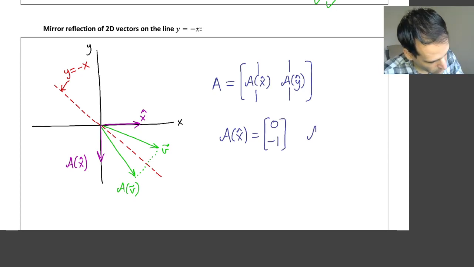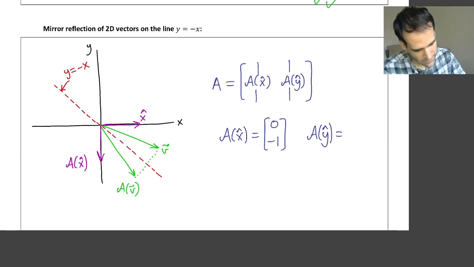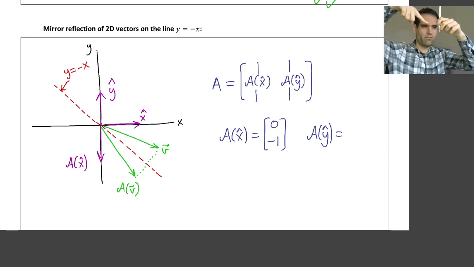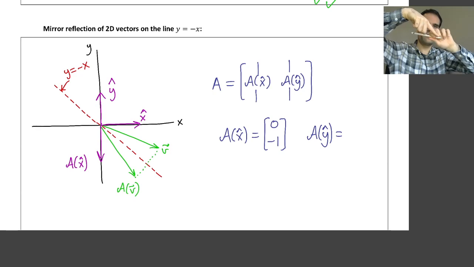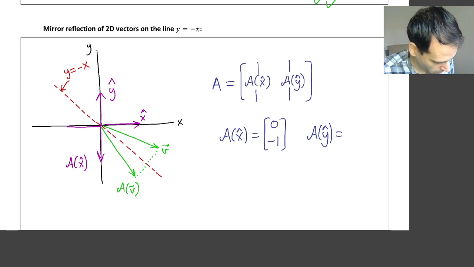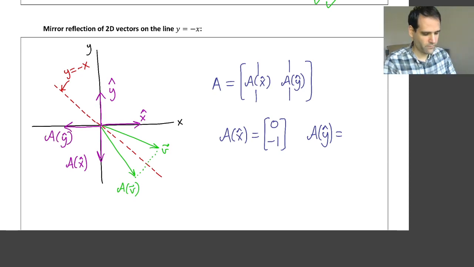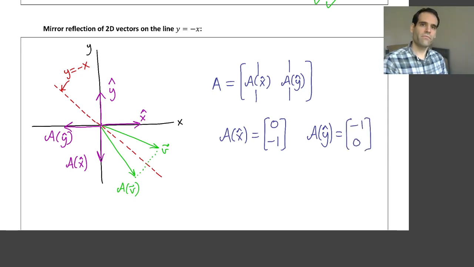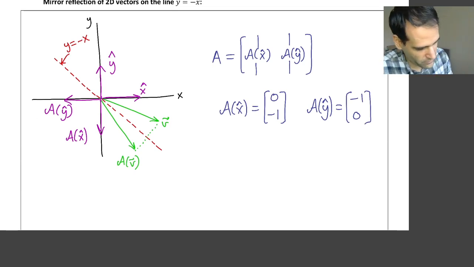Now, what's the transformed version of y hat? So imagine you have y hat here. So now we do the mirror reflection on this line. Yeah? So if you place a mirror here, the reflection looks like this. Therefore, the reflection is this vector here. This is the mirror reflection of y hat. Yeah? Which is minus x hat. So we can write the vector minus 1, 0. And that's it. So now we can build our matrix with these two columns.